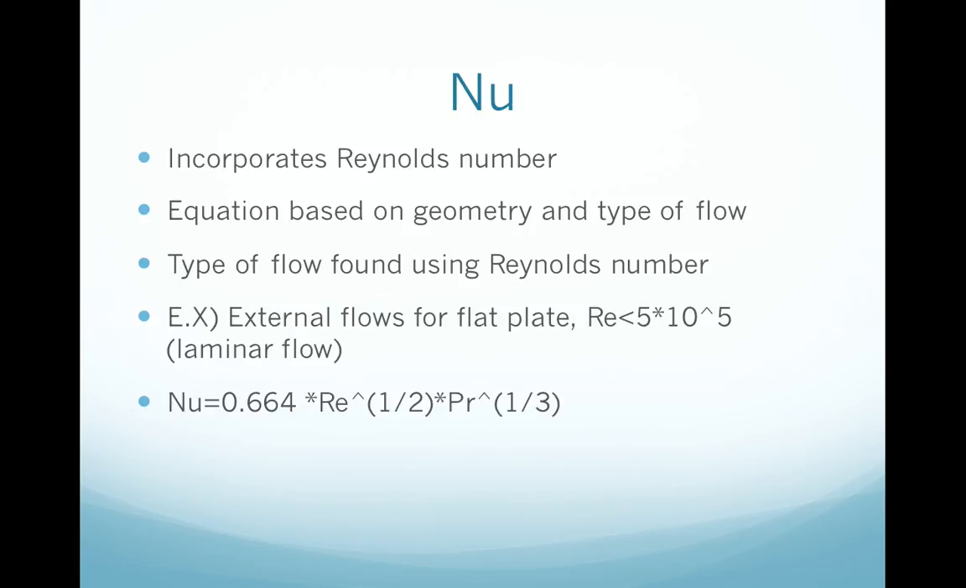What we use the Reynolds number for is in the Nu equation. The Nu equation is a function of the Reynolds number and the Prandtl number, and is used to describe the geometry and type of flow over a given area. The type of flow is determined using the Reynolds number. For example, for external flow over a flat plate, if the Reynolds number is less than 5 times 10 to the 5th, we have a laminar flow. What this flow and geometry would give us is a Nu equation of 0.664 times the Reynolds number to the 1/2 times the Prandtl number to the 1/3.